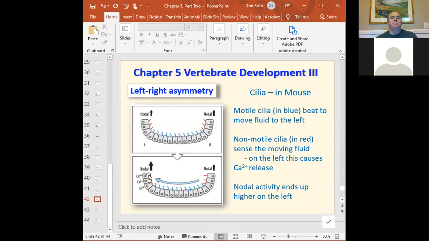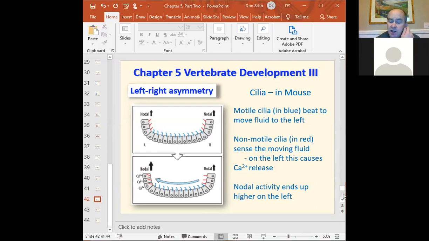And then the book says, I don't know what happens then, but something happens. Basically, it says they don't know if it's the calcium that does it or the fluid flow, but for some reason you're getting more nodal on the left-hand side. So is it because the nodal from the right is being swished over to the left, or is it because the interior calcium being released causes production of more nodal? Stay tuned. 10 years we'll know.